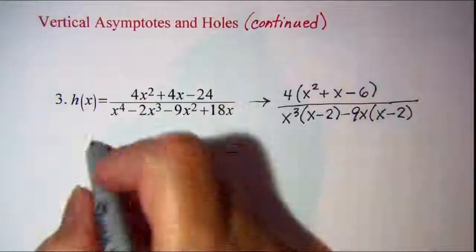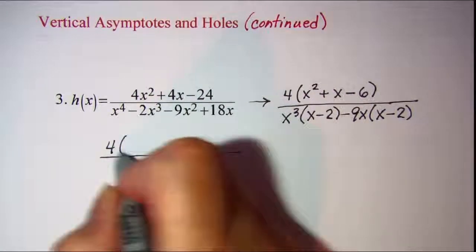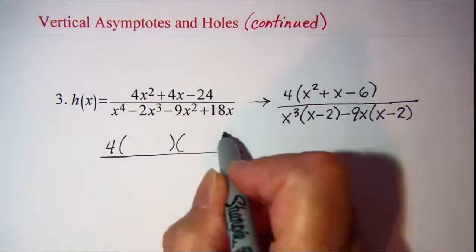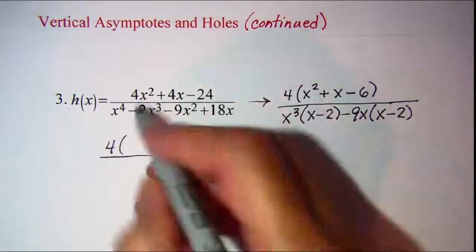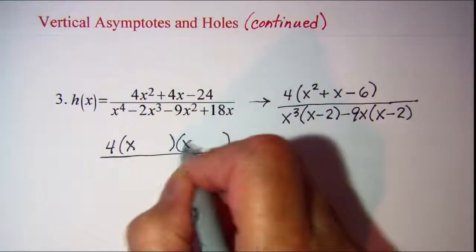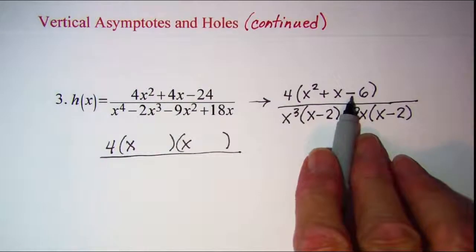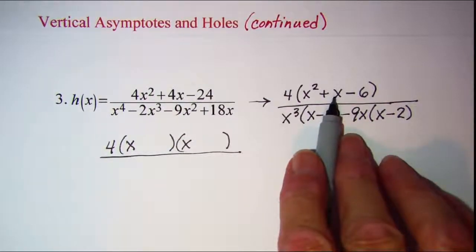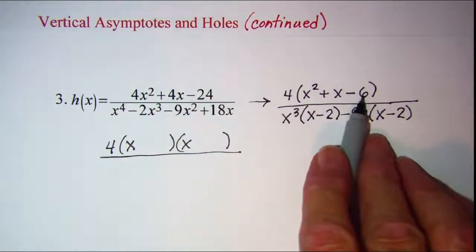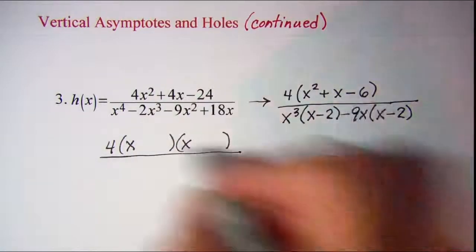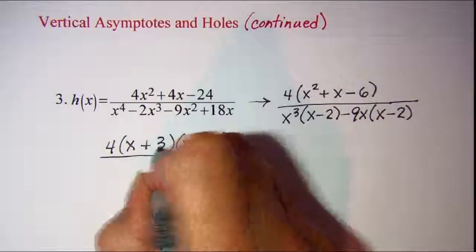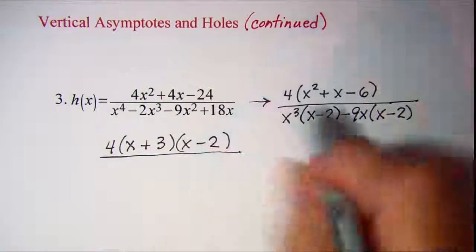In the numerator, my 4 is still out in front. I have a trinomial that I can factor. I have x in both terms, and I need two numbers that multiply to give me a negative 6 and add to give me a positive 1. So I'll need a positive 3 and a negative 2 for this one.